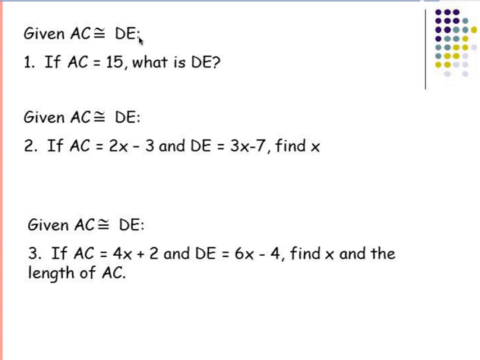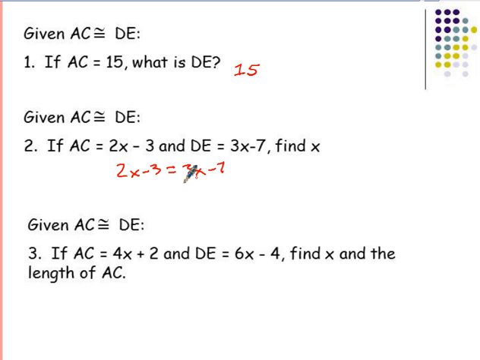Given AC is congruent to DE, if I tell you that AC equals 15, well, then what is DE? If you said 15, you are on the right track. I don't know what is happening with my computer. Let's try that again. If AC is 15, then DE is also 15, no problem. Here we get a little bit more complicated. We're going to have to do some math now. If AC, again, they're congruent, which means equal. So if AC is 2x minus 3 and DE is 3x minus 7, then we can set them equal to each other. So 2x minus 3 equals 3x minus 7.